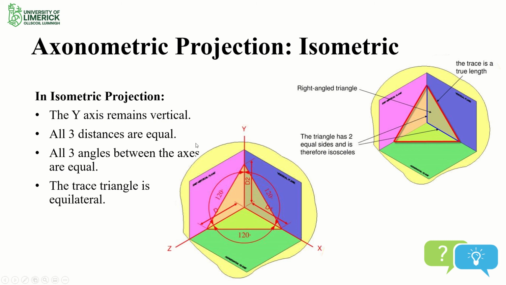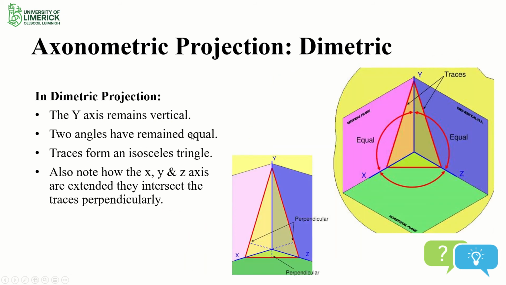Now, if we move on and have a look at diametric, the y-axis remains vertical as well. Two angles remain equal. So only 2 angles this time remain equal. As you can see in the image here, we can see the XY angle and the YZ angle remain the same, while the 3rd angle from X to Z is not the same. So instead of the 3 for isometric, for diametric, there's only 2 that remain the same.